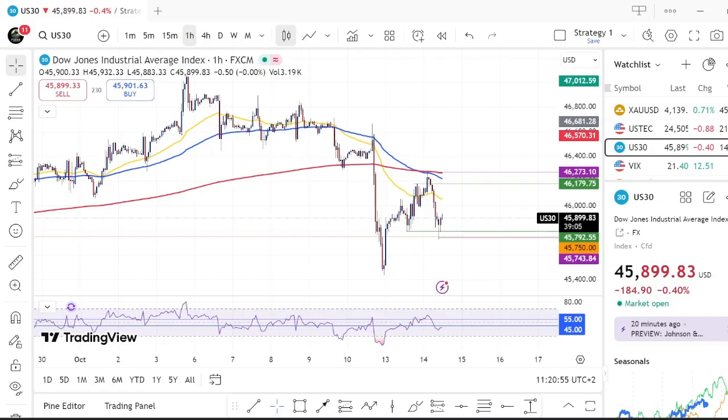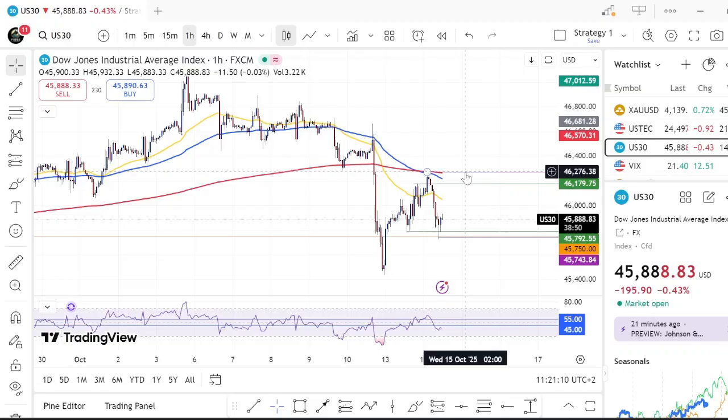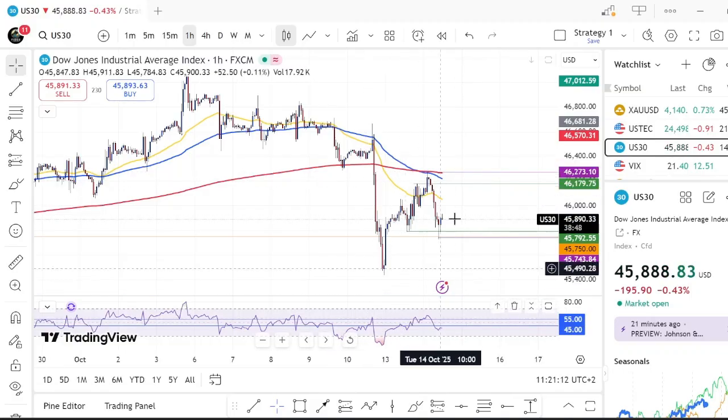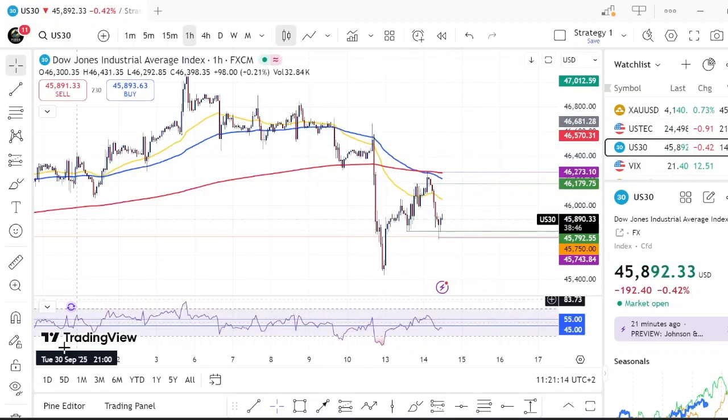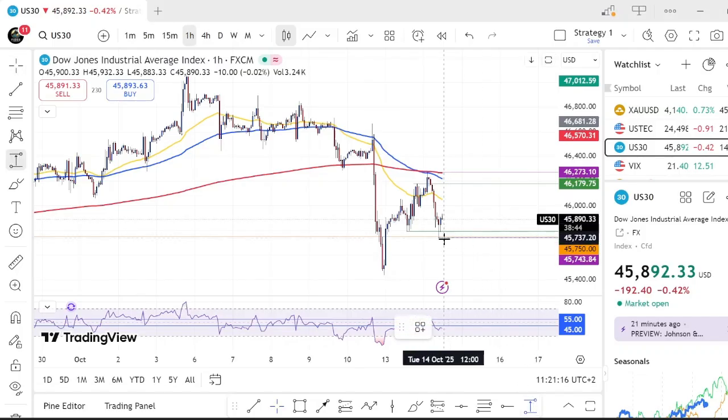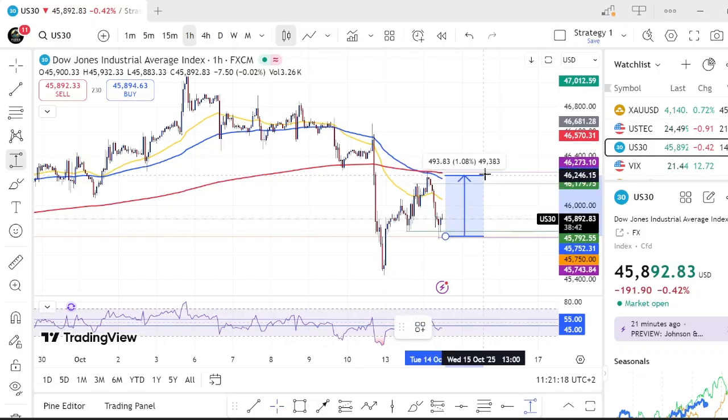Sorry, losing my train of thought there. Yeah, current Asian highs and lows are 45,743 and 46,273, creating a massive daily range to garner profits. In fact, let's actually just measure out that daily range. So daily range we have today is nearly 500 points.